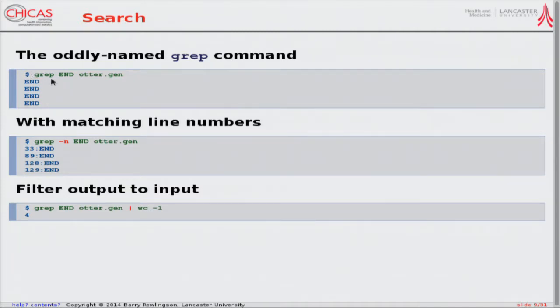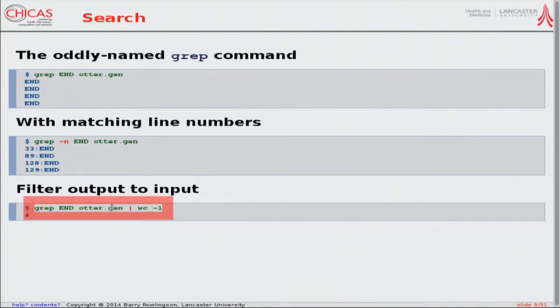So let's see where those END markers are in the file. I just grep END otter.gen, and this is case sensitive, so I have to put END in uppercase. And there's 4 of them sitting there. And then another modifier to grep, minus n, will tell me what line they're on. So 33, 89, 128, 129.